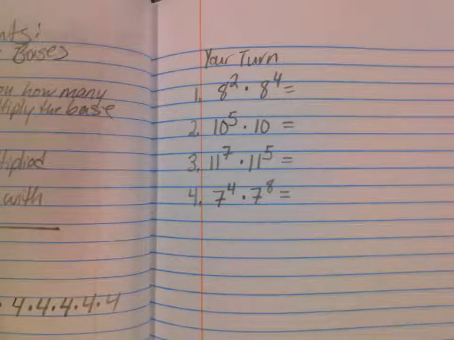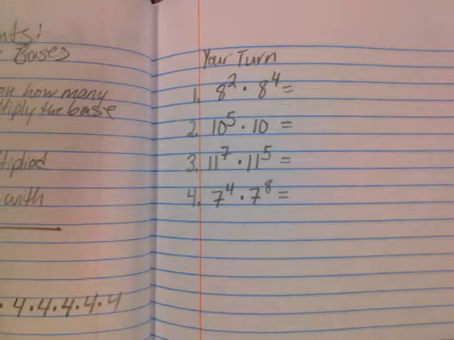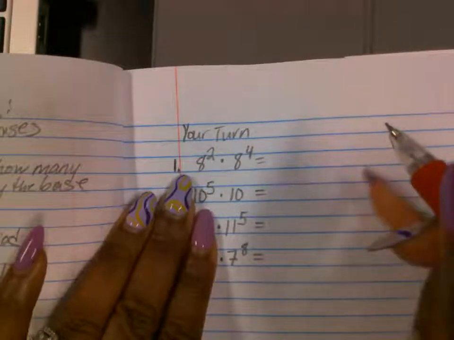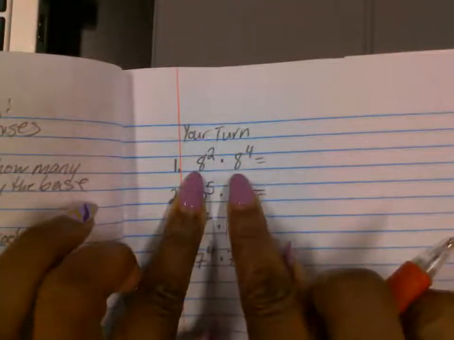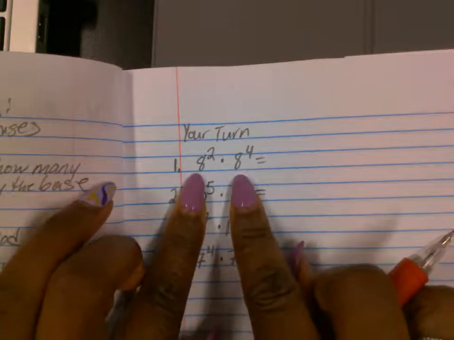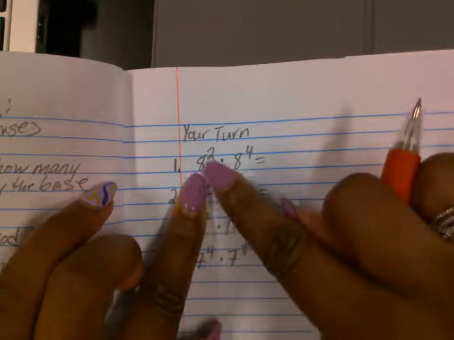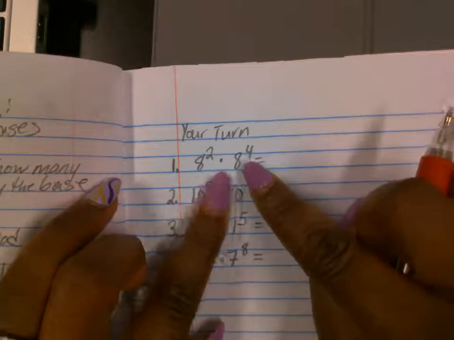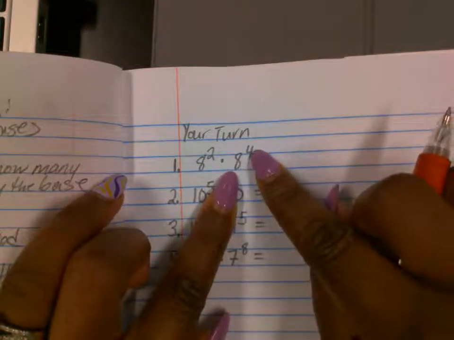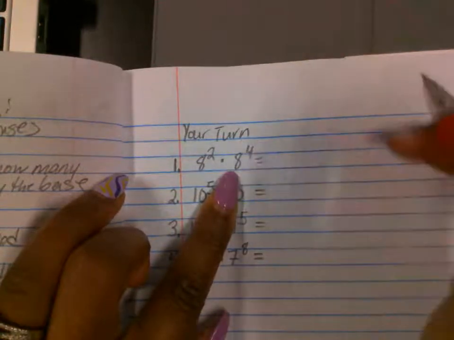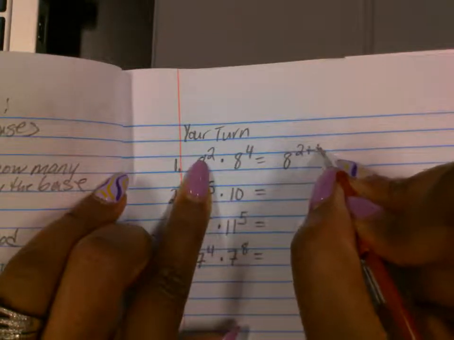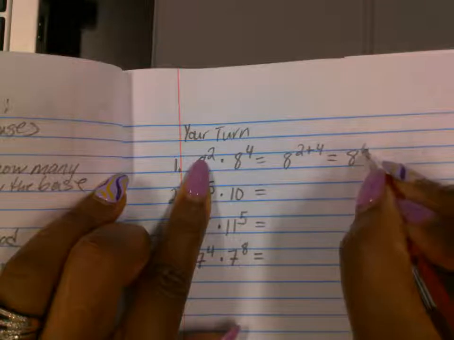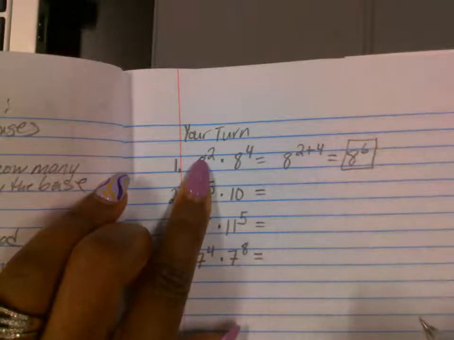Say again, baby. Amanda, you got a question? All right, so let's do it. We have this one, okay? All right, so we have 8 is the base. The bases are alike here. You can only do this when the bases are alike. This is saying 8 is being multiplied 2 times. This is saying 8 is being multiplied 4. So 8 is being multiplied a total of 2 plus 4, which is what? 6. Raise your hand if you got that right.